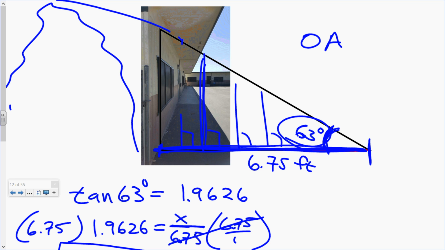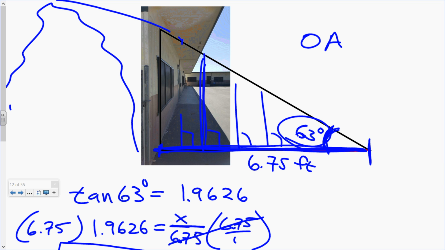Can you find the degree, say if we just give you the distance and the height? Yes, that's called inverse trigonometry, which we're not going to be able to get into during the summer. But yeah, we could do that.